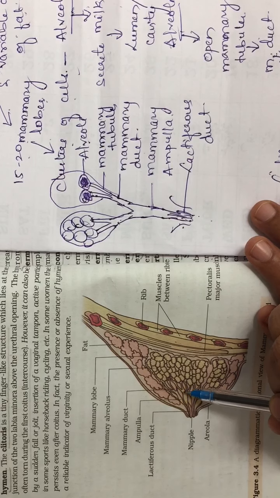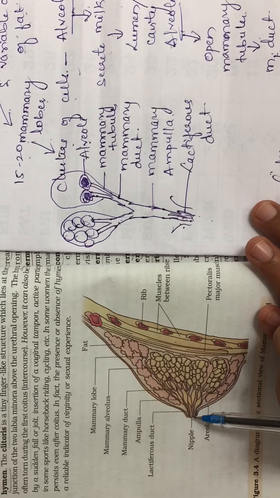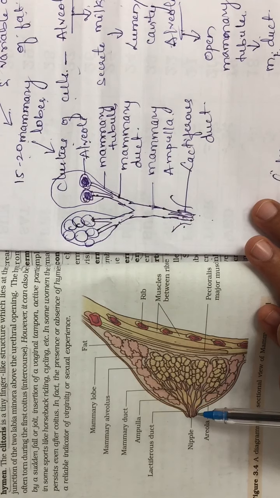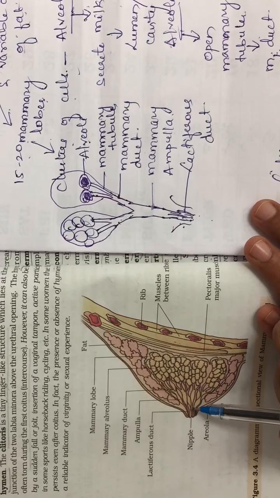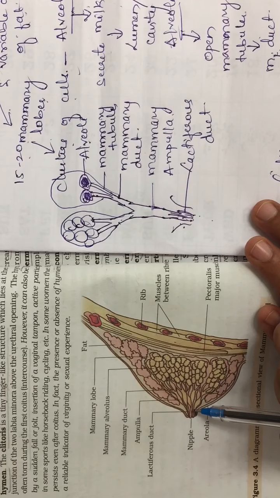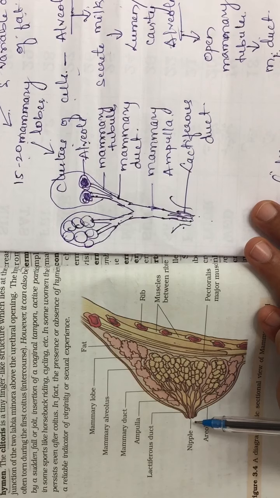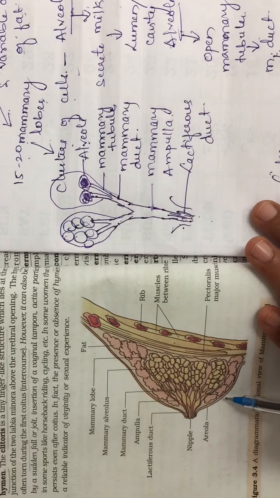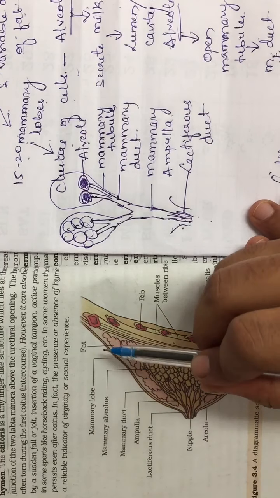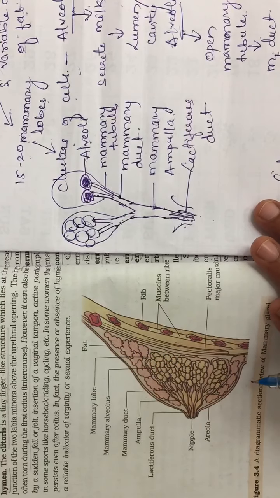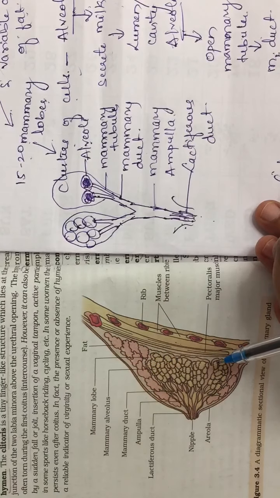Now many mammary ducts join to form the mammary ampulla, which is present in this region. Now this part, which is at the tip region, we call the lactiferous duct. Many of the ampullae will join to form the lactiferous duct, and through this lactiferous duct, with the help of the nipple, which is present at the tip of this region, that milk is sucked out. Now this outer membrane is called the areola, and this is the structure of the mammary gland.